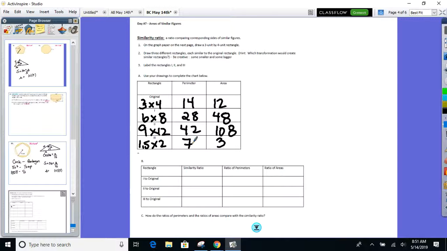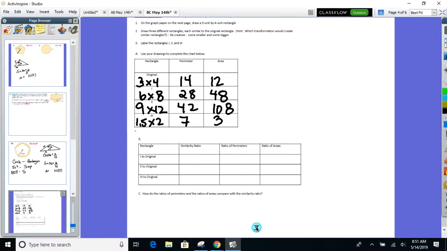Yes, Teddy. What is the relationship here? Why'd we do all these? All right, here we go. First thing, similarity ratio. Darn it, we've heard this term all year long. Similarity ratio is, if two figures are similar, the ratio of two corresponding sides. So if we're going to go first rectangle to the original, look at our 6x8 to our 3x4. What is our similarity ratio? Take two corresponding sides. What's the ratio?